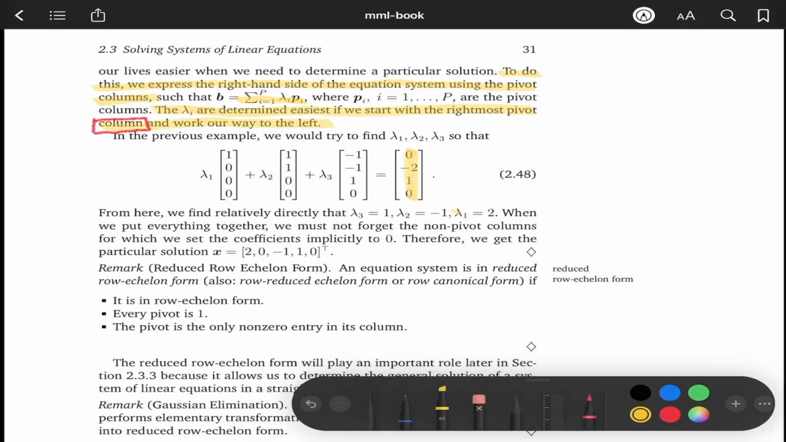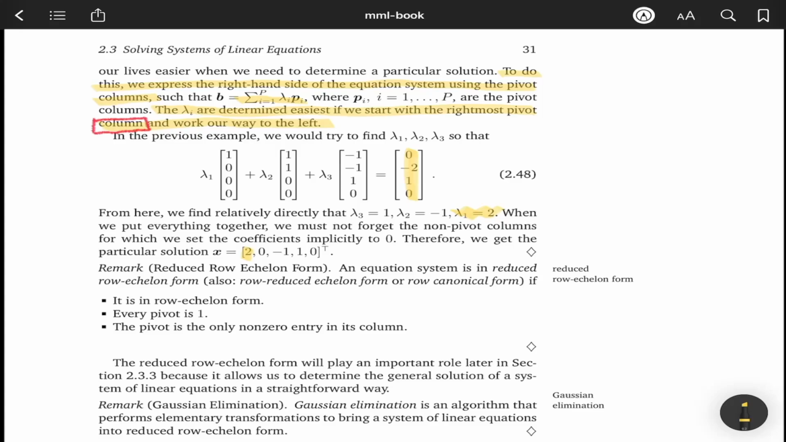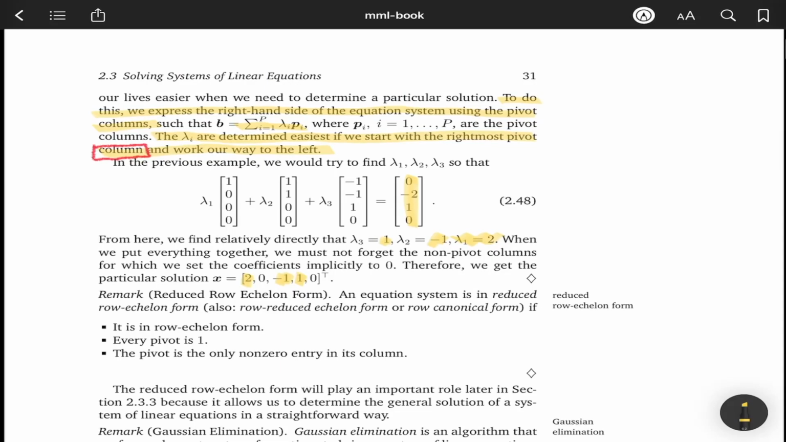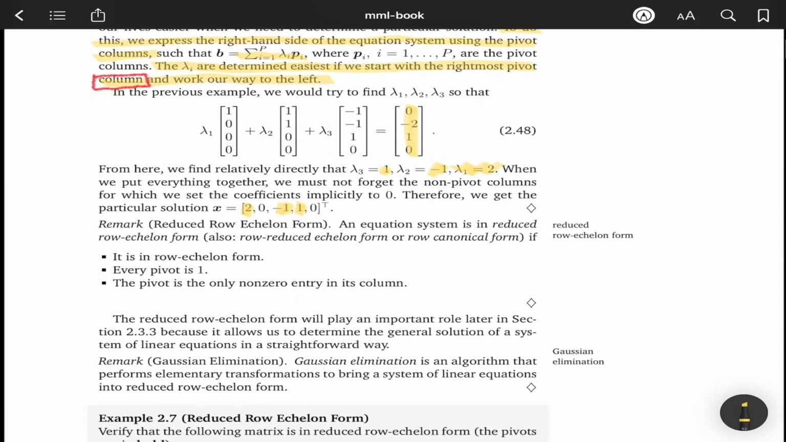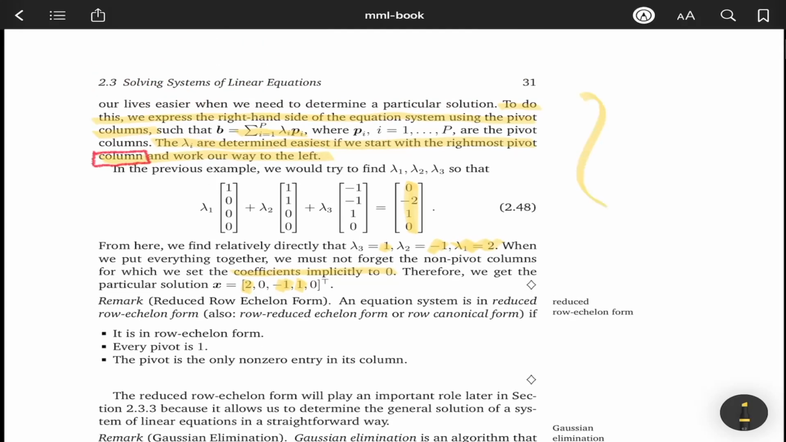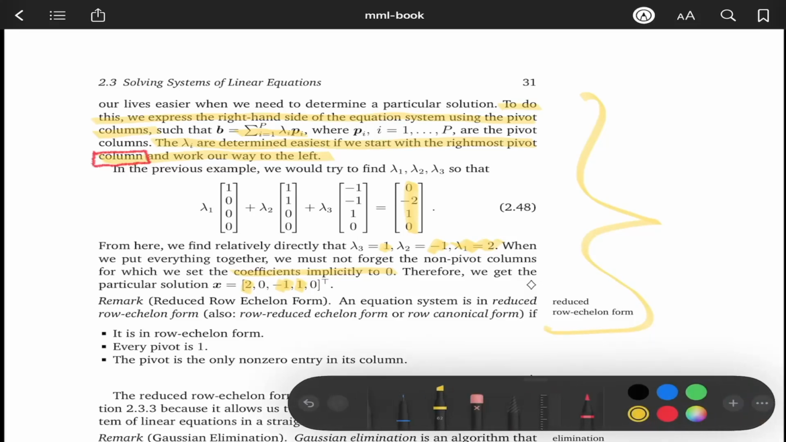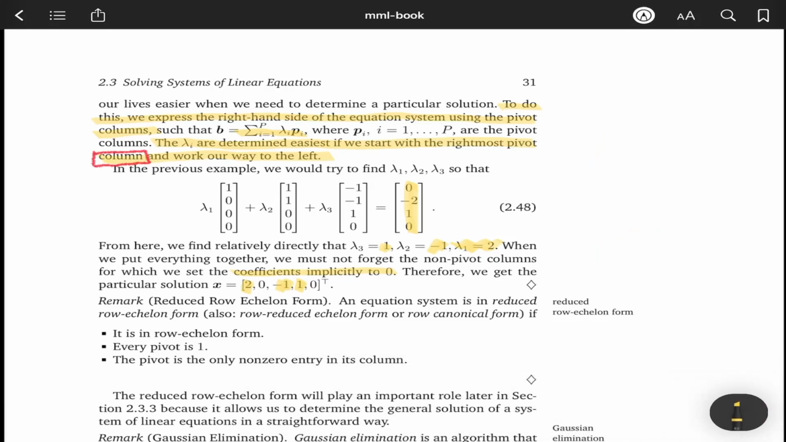So in the end, we will have these ones here, and the rest is 0 because they are free variables. And they say that they will set the coefficient implicitly to 0. It's hard for me to actually get the reasoning behind this. I know it must be a systematic way. Or maybe it's mathematically the same as what I did before. I will just accept it that way.